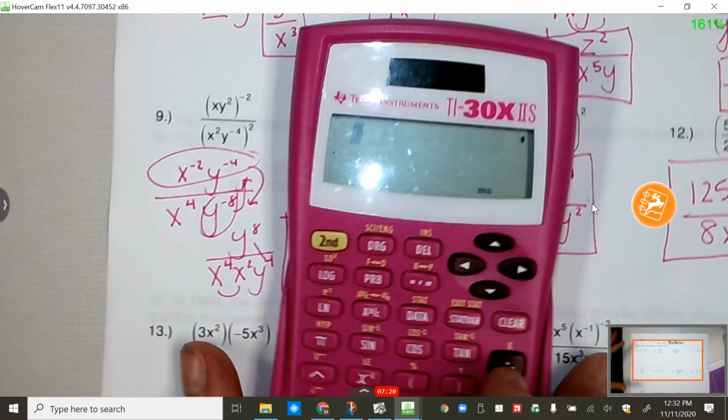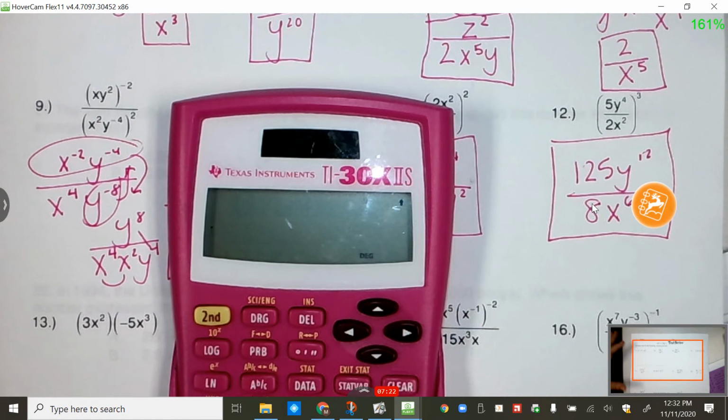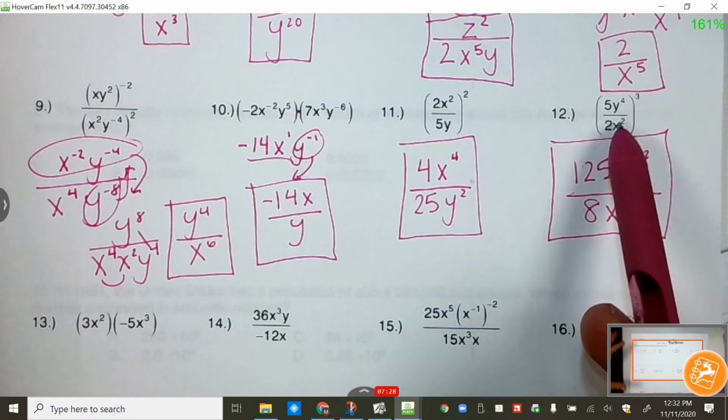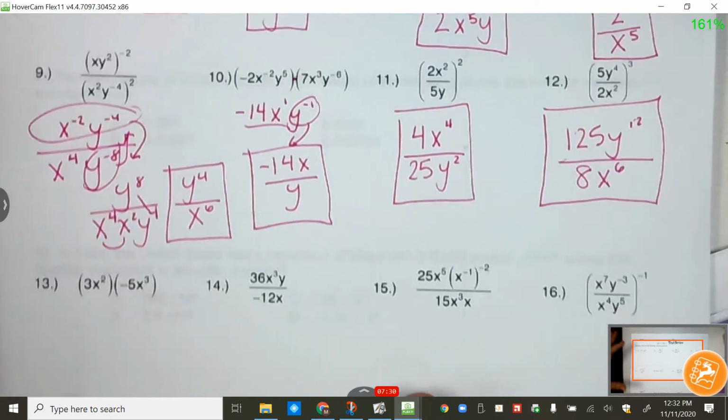Oh gosh. It could help if you could see what I was doing. Sorry y'all, I just get going. Okay, so all I did was cube everything on the inside, square everything on the inside.